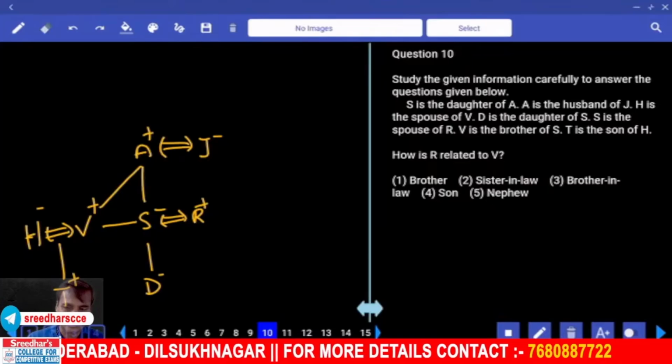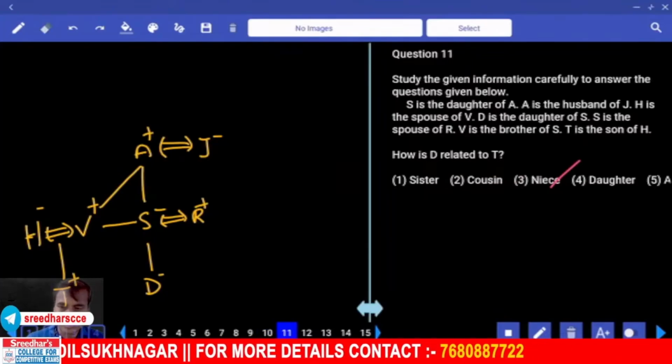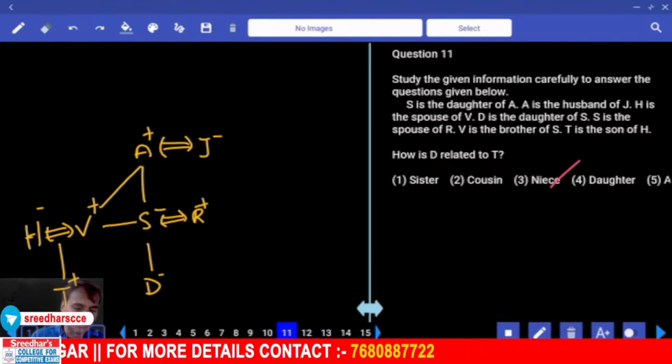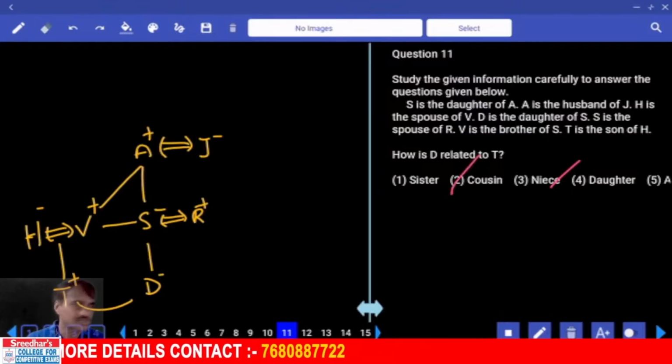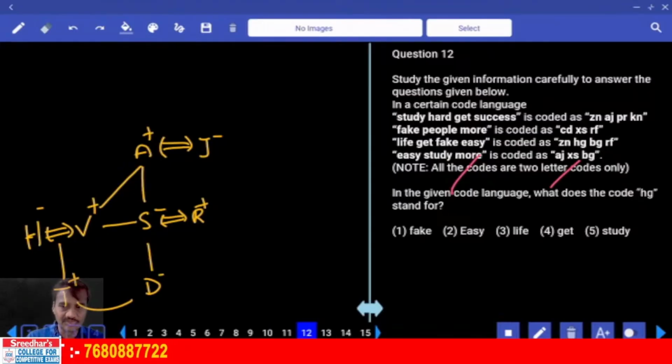Sister's husband, brother-in-law. Brother-in-law, choice 3. Then how is D related to T? D and T are cousins to each other, choice 2, question number 11. Then next one, 12 onwards.